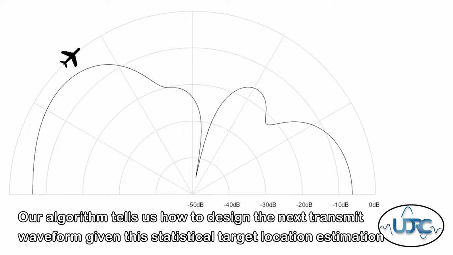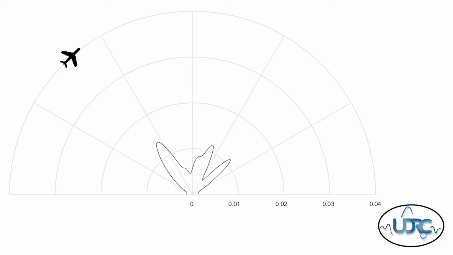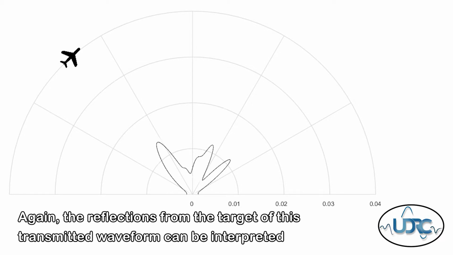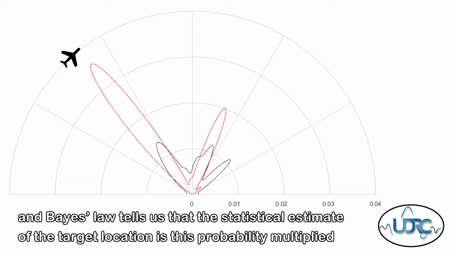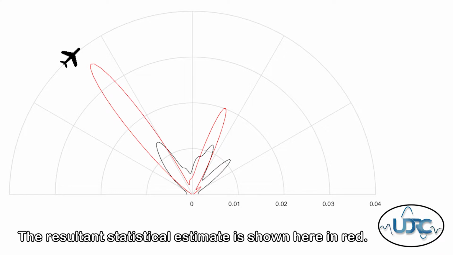Our algorithm tells us how to design the next transmit waveform given this statistical target location estimation, such that it improves future estimates of the target location. Observe that this waveform is no longer uniform. Again, the reflections from the target of this transmitted waveform can be interpreted as a probability of the target location. And Bayes' law tells us that the statistical estimate of the target location is this probability multiplied by our previous target location estimation. The resultant statistical estimate is shown here in red.